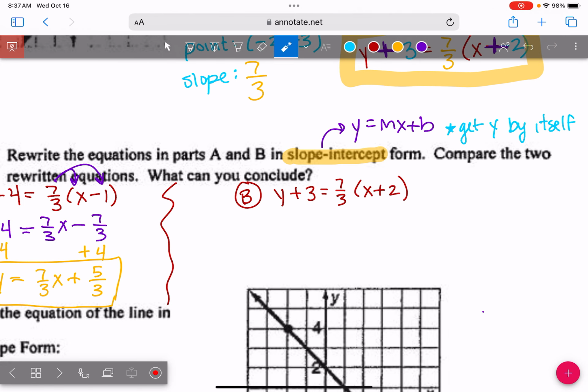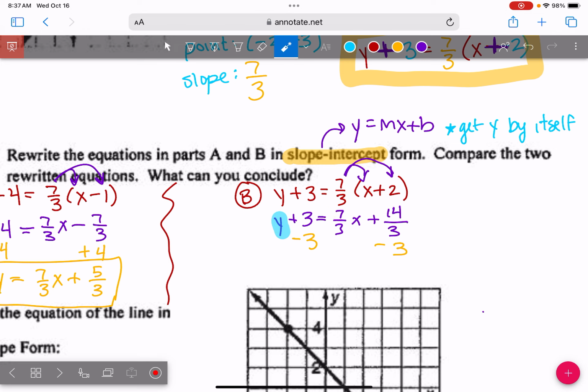Let's look at my equation for b, and let's do the same thing. So my first step, let's distribute my 7/3. So I have y plus 3 equals 7/3 x plus, and then 2 times 7/3 gives me 14/3. Now my goal is still the same. I'm trying to get y by itself. So I'm going to subtract 3 from both sides.